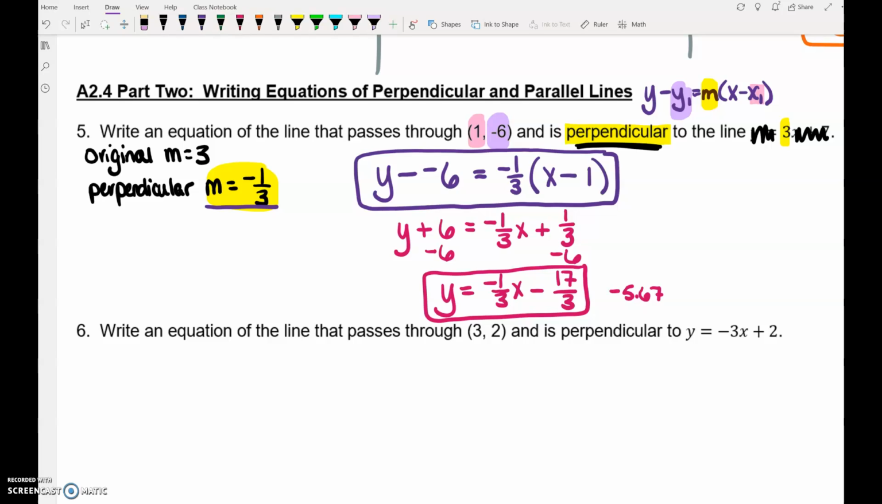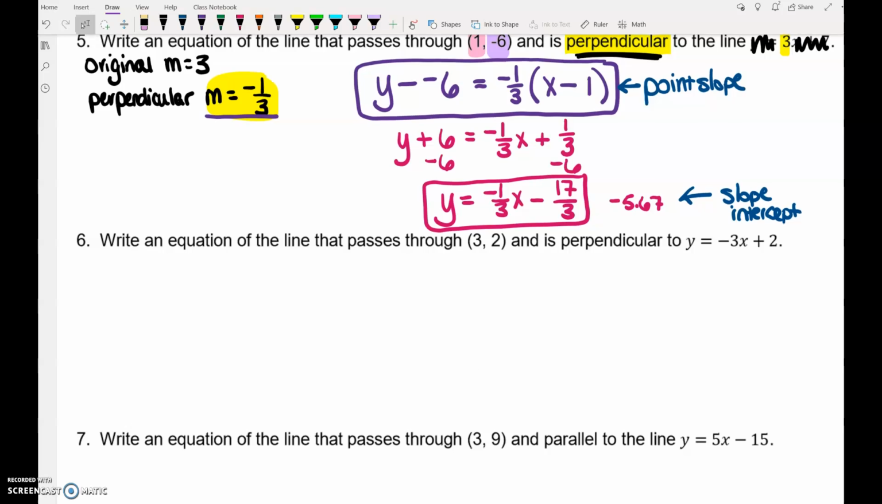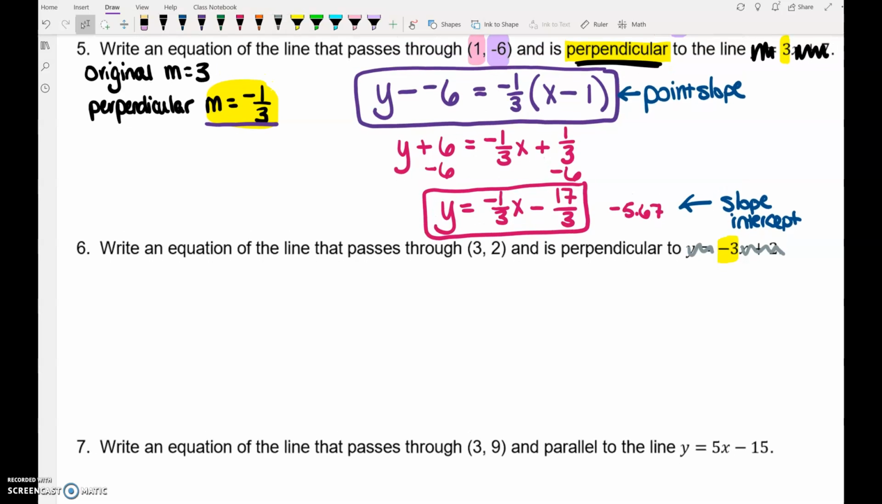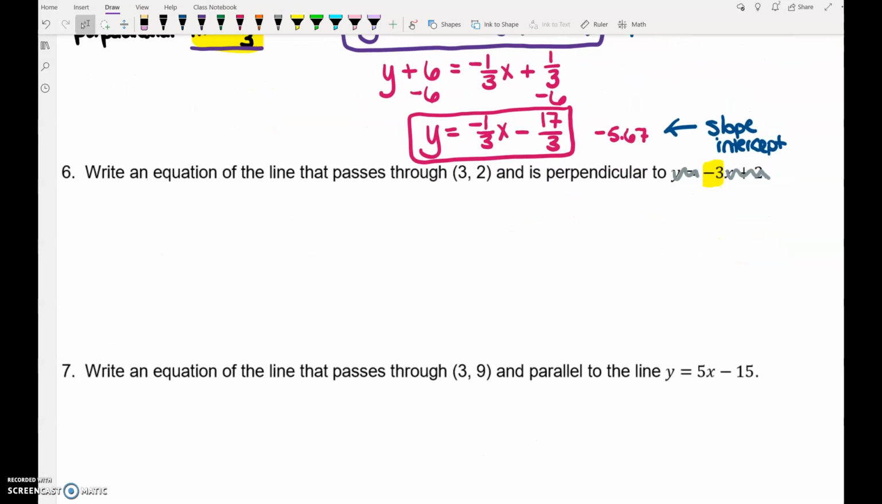Okay, number 6 is exactly like number 5. In number 6, we again need to find a perpendicular slope. So what is the original slope in number 6? -3. We don't want anything else in there. Notice in number 5, that 7 that was originally in the problem didn't affect anything at all. Don't let the extra information confuse you. It seriously is just there to confuse you.